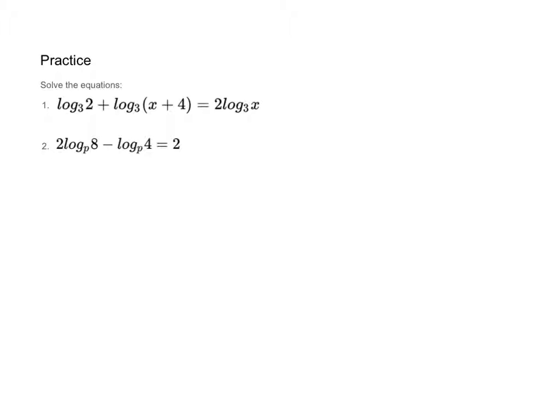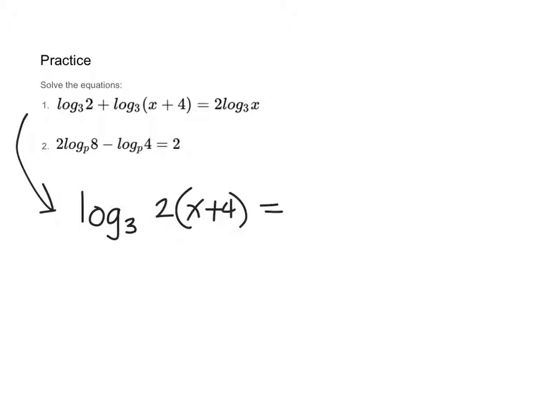Combine. Okay. So this becomes log. So that's allowed because it's the same base 3. What will happen to 2 and x plus 4? Okay, but let's show it first by the product rule. 2 times x plus 4. Okay, equals. What about 2 log base 3 of x?